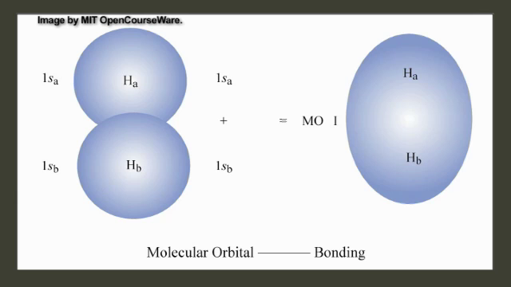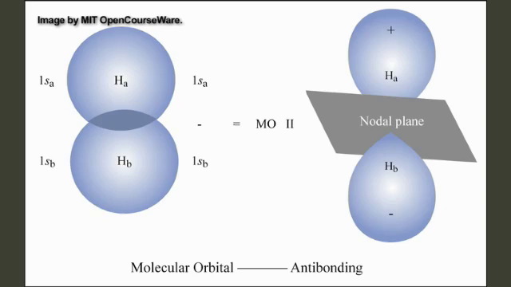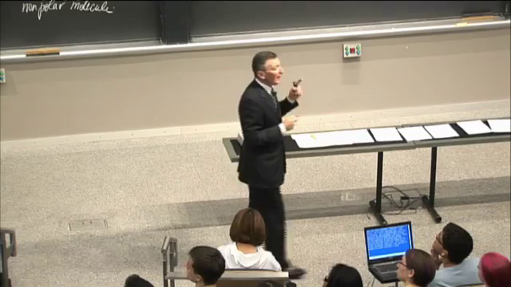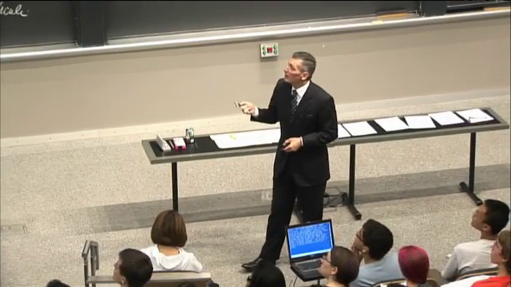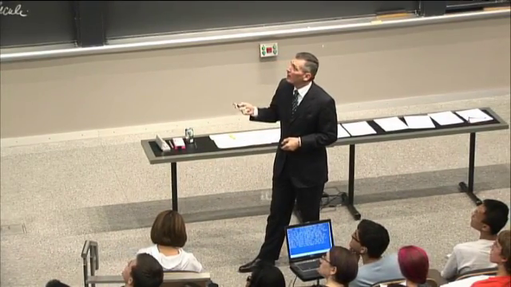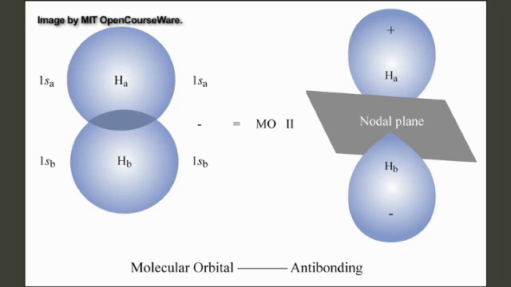Here's one taken from a different textbook: the overlap of 1s atomic, 1s atomic, and now here's the molecular orbital. Now, you can also look at what the shape of the antibonding orbital would be. This is what the shape of the antibonding orbital would be. It would have two lobes with a nodal plane in between.